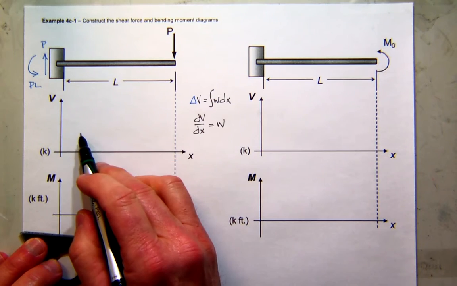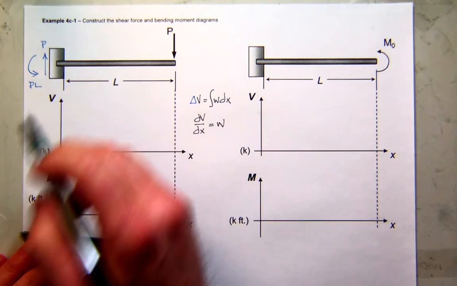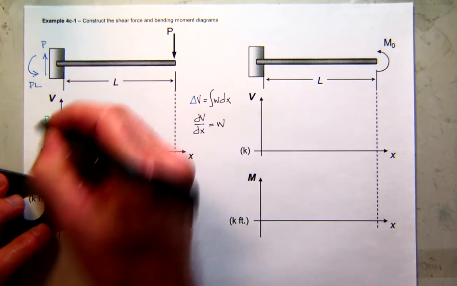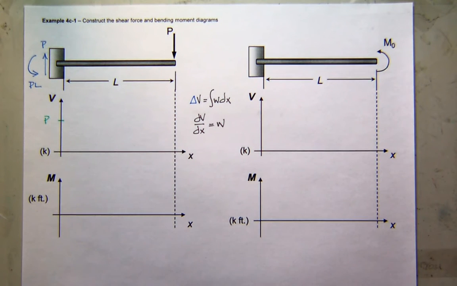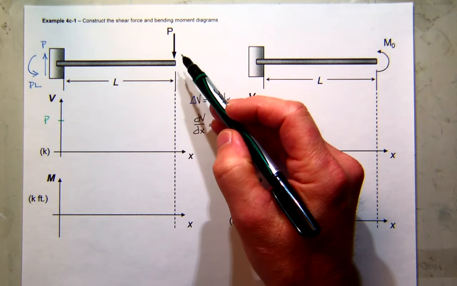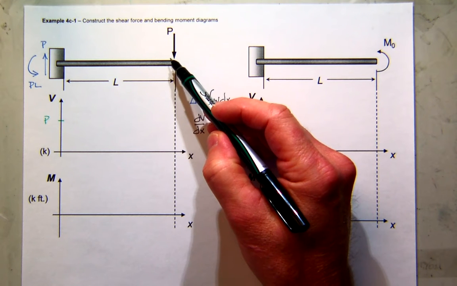So starting on the left-hand side, I look at the shear, and what do I know the shear to be? We just talked about it. It's positive P. All right? What do you think the shear on the right-hand side is? Right before P.